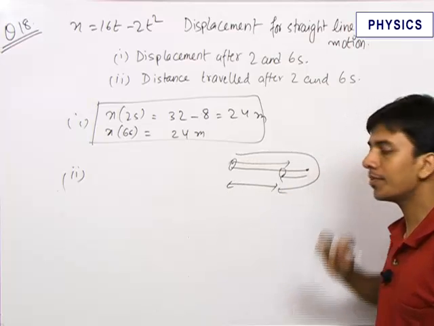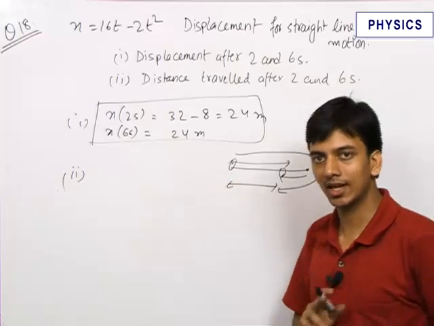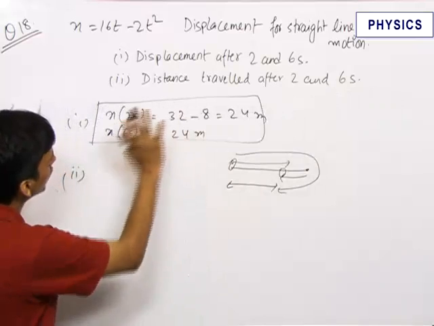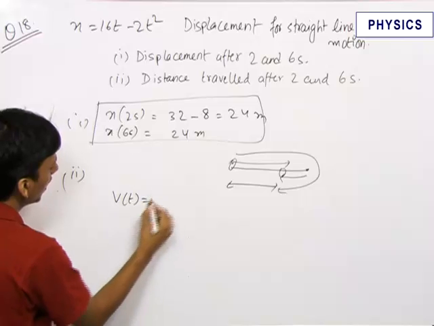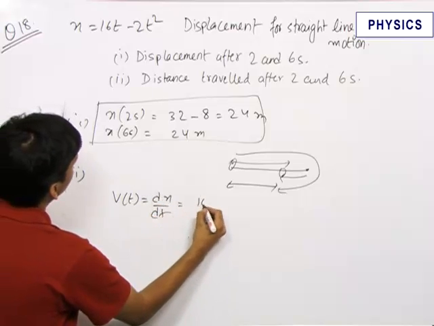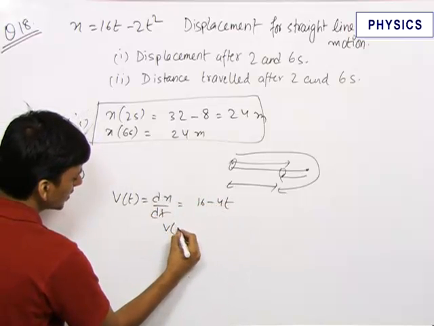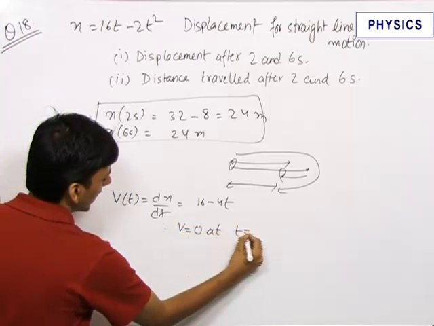So if the velocity of the particle becomes 0 during the path, then the displacement is not equal to the distance travelled. So now let us check when the velocity of the particle becomes 0. To get the equation of velocity as a function of time, we differentiate the displacement equation to get 16 minus 4t. Velocity becomes 0 at t is equal to 4 seconds.